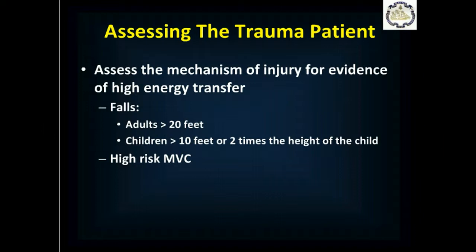For children, it's a fall greater than 10 feet or 2 times the height of a child. And we're not talking about parkour here, because that's all about landing and rolling. We're talking about an unintentional fall with a lousy landing where there was immediate transfer of energy into the patient. Also, any high-risk motor vehicle collisions, that includes high-risk boating incidents where there was a good deal of damage to the vehicle, where there was a lot of energy transfer from the vehicle into the patient. Those are all red flag findings.